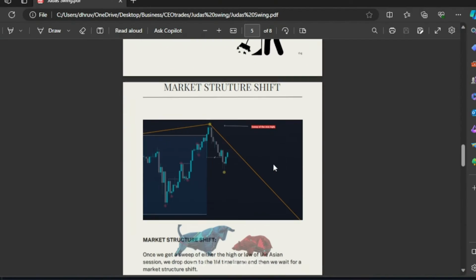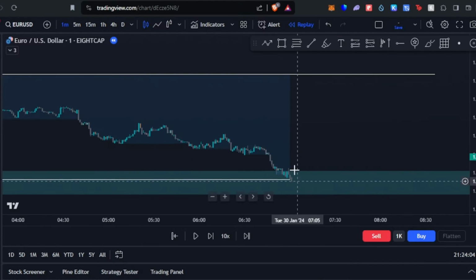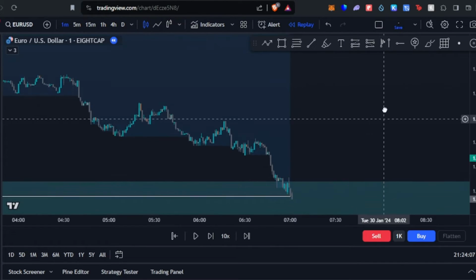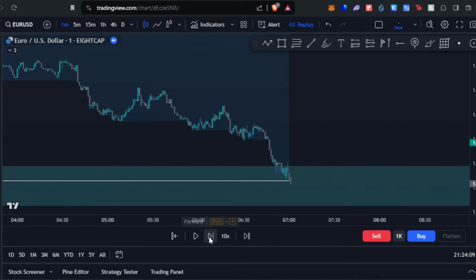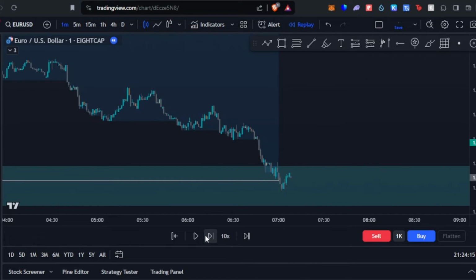We move on to the next step, which is after we get a sweep of either the high or the low, we drop down to the 1 minute and we wait for a market structure shift. So again, if we go back to the chart, now all we're simply going to do is wait for a sweep first of all, and there we have our sweep. Now that we've got our sweep, we now wait for a market structure shift.